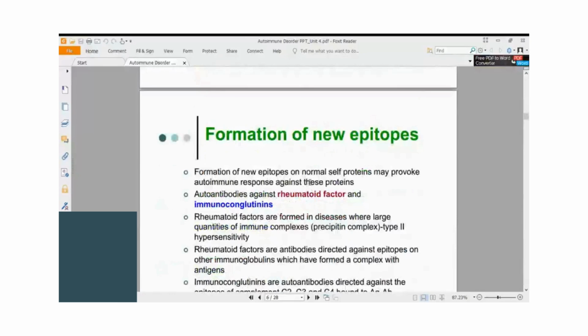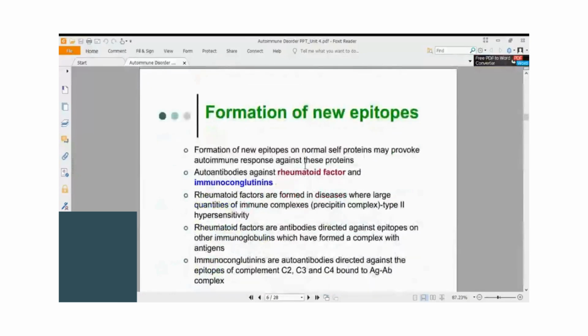I had already discussed this when I discussed type 3 hypersensitivity. In type 3 hypersensitivity, when the immune complex is formed, which is the precipitin complex, that precipitin complex of the soluble antigen with the antibody can get deposited in different parts of the body, and I had also mentioned that it can initiate rheumatoid arthritis. And remember, when the antibody binds to the antigen, the structure of the antibody is changed.